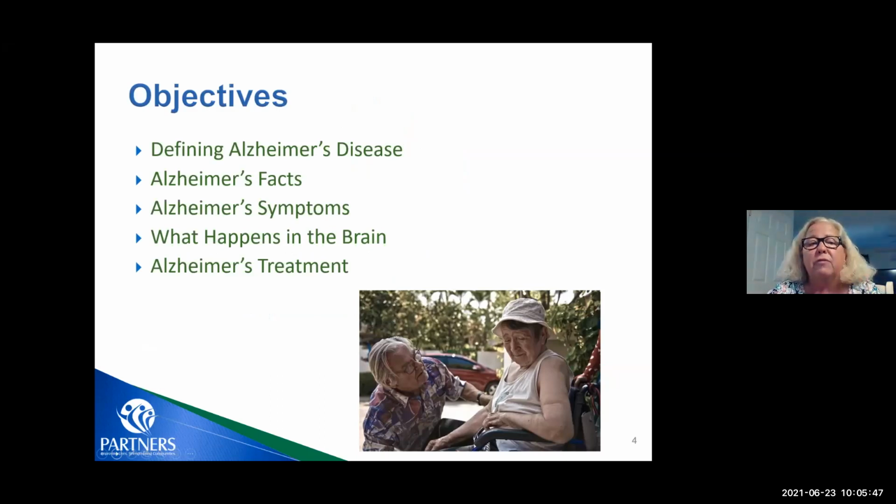In this, we're going to define what Alzheimer's disease is. We're going to give you some facts about Alzheimer's. We're going to go over some of the symptoms because people always have questions about early symptoms, and that is very important. As many people in the public as we can that can become familiar with Alzheimer's symptoms, that's better because early intervention can be very helpful. We're going to talk about what happens in the brain in Alzheimer's disease and a little overview of the treatments.